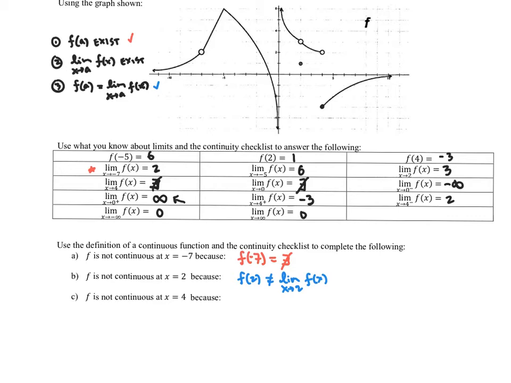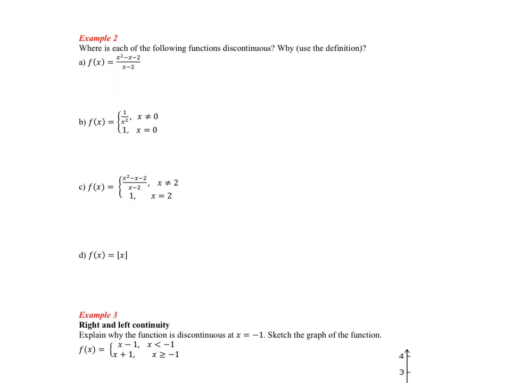How about part C? F is not continuous at x equals 4. Well, that's an issue because the limit doesn't exist as x approaches 4. So because the limit as x approaches 4 of f of x does not exist, we got problems. So that's a violation of part 2 of the continuity checklist. Okay, let's continue on with this idea of continuity.